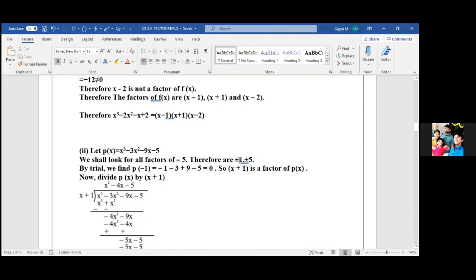So here, listen children, try to find one factor. Now I'll apply. By trial we find, randomly I'll take here minus 1. Okay, minus 1 you can take or plus 1 also you can take. Now I'm taking here minus 1. If I take minus 1 whole cube is minus 1. Minus 1 whole square is 1. 1 into minus 3 is minus 3. Minus 1 into minus 9 is plus 9 and minus 5. So minus 1, minus 3 is minus 4. Minus 4 minus 5 is minus 9. Minus 9 plus 9, 0.